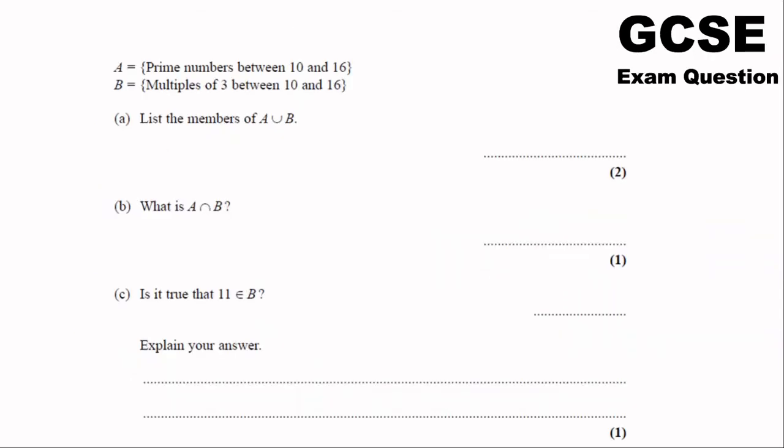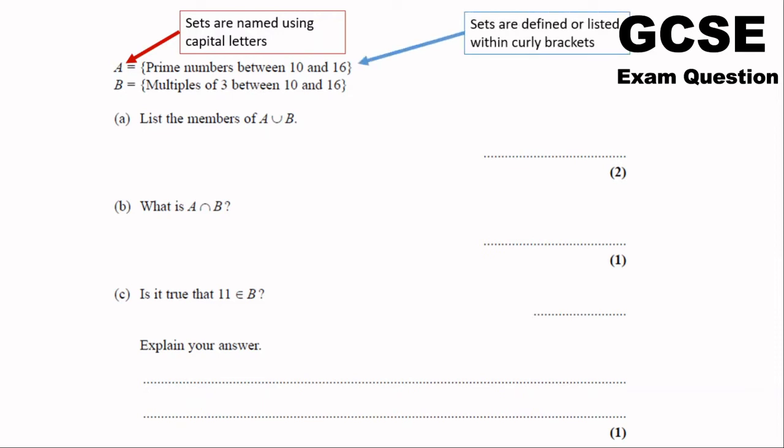Now you're going to want to copy this example as well as the notes we make about it. Here we've got two sets which are defined, and we use capital letters to name these sets. We define the sets, or list the values within the set, using our curly brackets. So here set A is the set of prime numbers between 10 and 16. And set B are the multiples of 3 between 10 and 16.